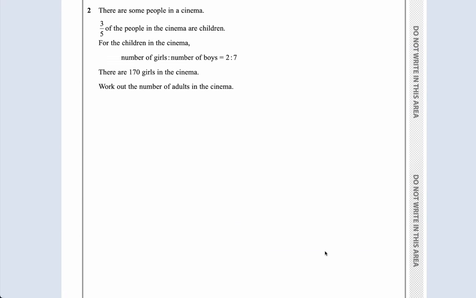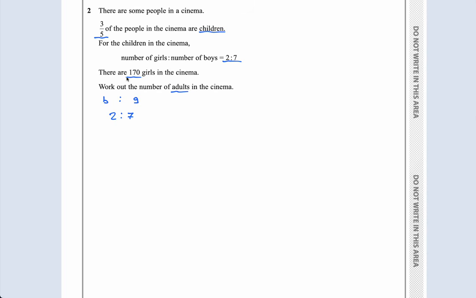Okay, question 2. So it says, this is quite a tricky question, guys, for a question 2, but it says there are some people in the cinema. 3/5 of the people are children, so I like to just underline 3/5 are children. For the children, number of girls to number of boys is 2 to 7, and there are 170 girls in the cinema, and I need to work out the number of adults in the cinema. Okay, so 2 to 7, this is my girls to boys.